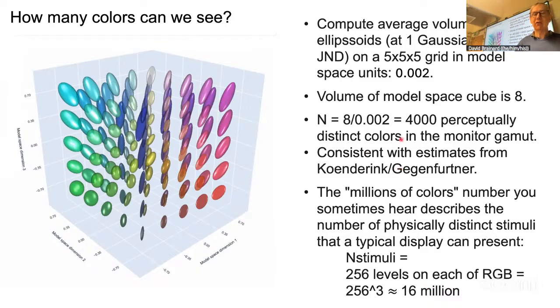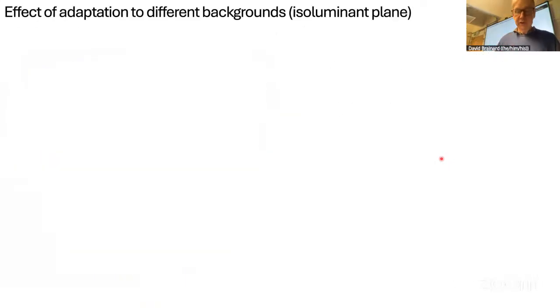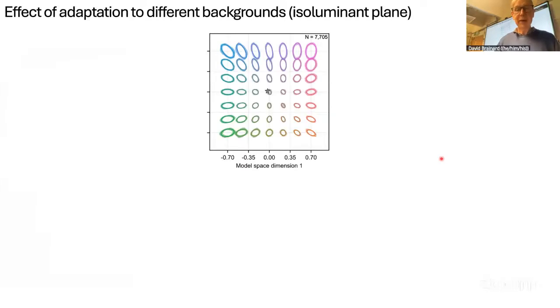And I will say that our 4,000 number is consistent with an estimate from that 2018 paper of Kunderink, Van Doorn, and Gegenfertner that I mentioned. They were in a couple thousand for different methods, different stimuli. So that's sort of a little interlude here. Let's talk about mechanism a little bit.